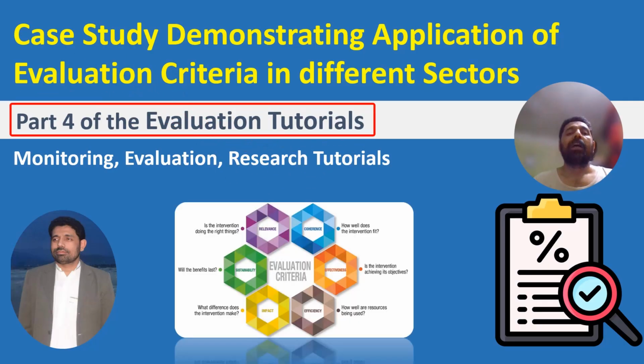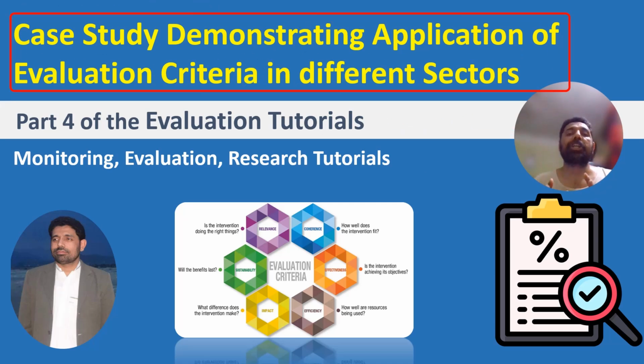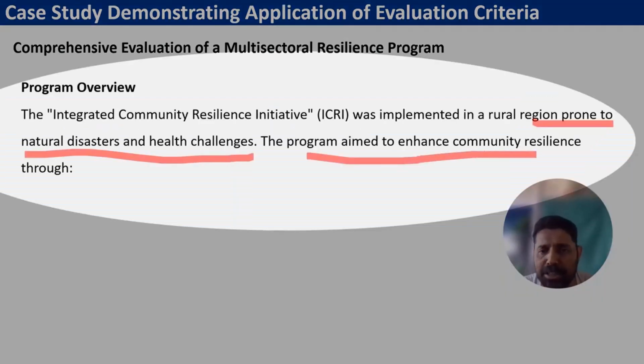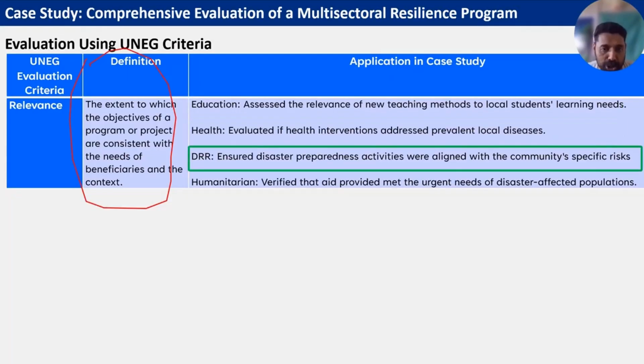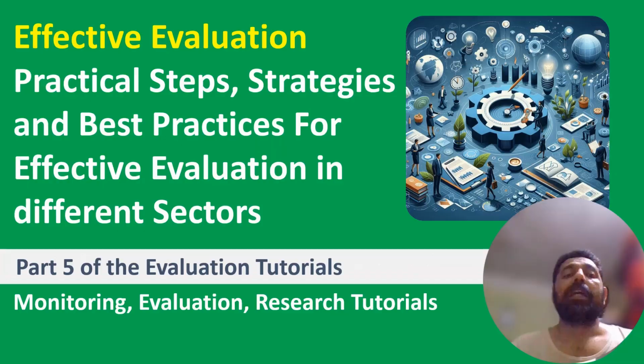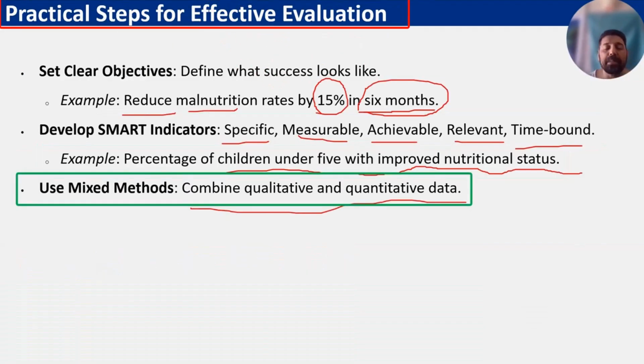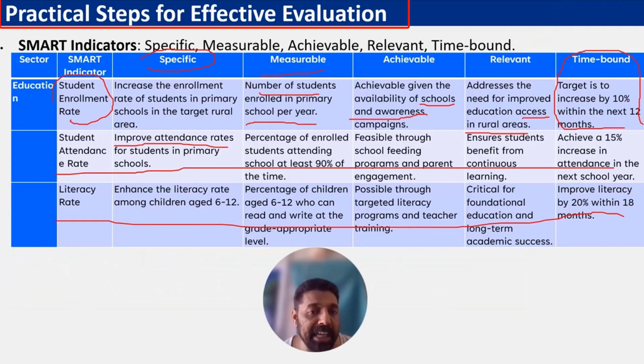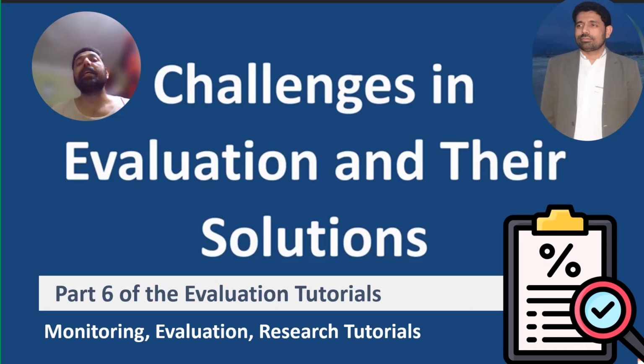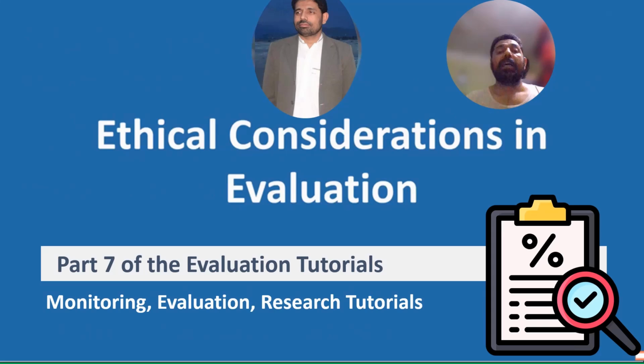In the part 4, we will discuss a case study demonstrating application of evaluation criteria in components for a multi-sectoral project. That we will do in part 4. In part 5 of the evaluation series, we will discuss practical steps, best practices, and strategies for effective evaluation. Similarly, in part 6, we will discuss challenges in evaluation and how to overcome those challenges. And then in part 7, we will discuss ethical consideration and evaluation.